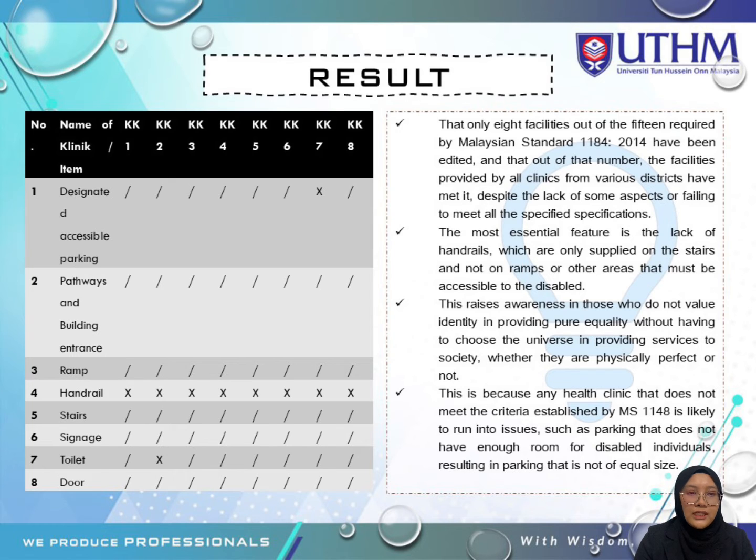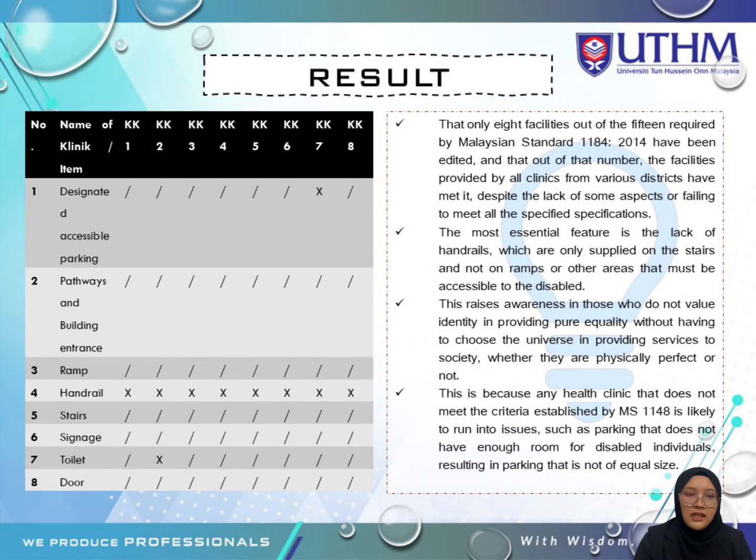Only 8 facilities out of the 15 required by MS 1184 have been examined. Of that number, the facilities provided by all clinics in the various districts have met the standard, despite lacking some aspects and not meeting all the specific specifications. The most essential feature lacking is the handrail, which is only supplied on stairs and not on ramps or other areas. Next, to raise awareness among those who do not value providing pure equality without having to choose who to serve in providing service to society, whether they are physically perfect or not.